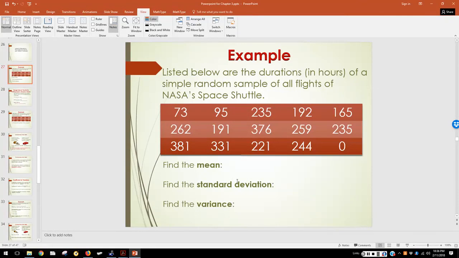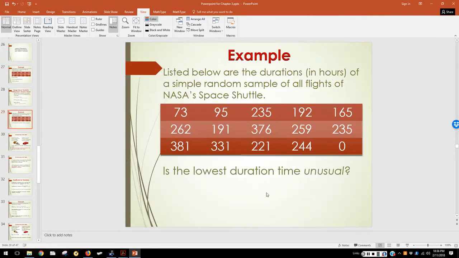So in answer to the question, is the lowest duration time unusual? The answer is yes.